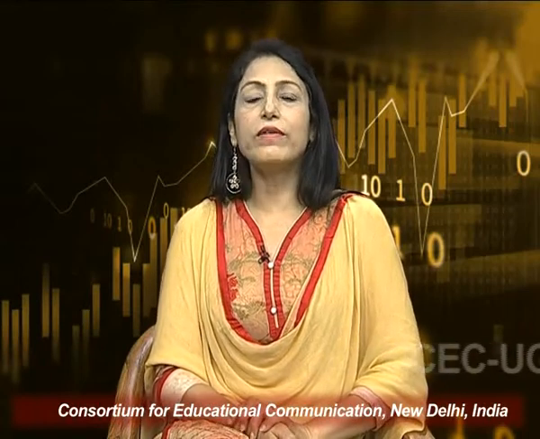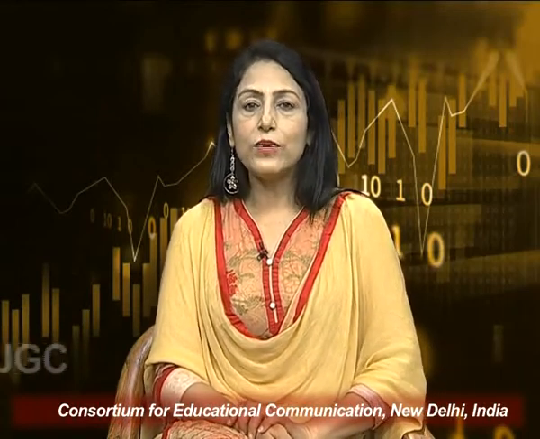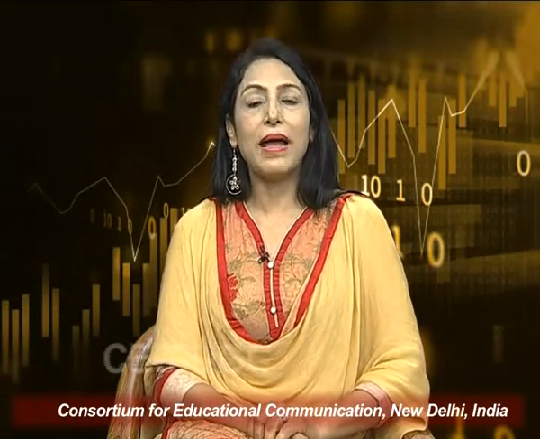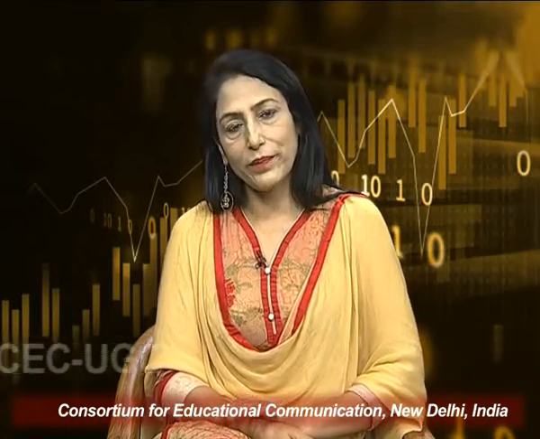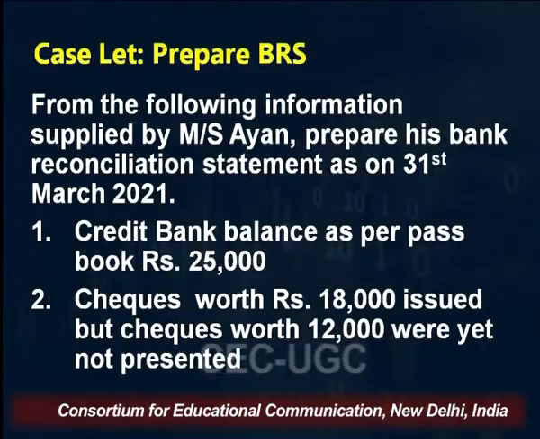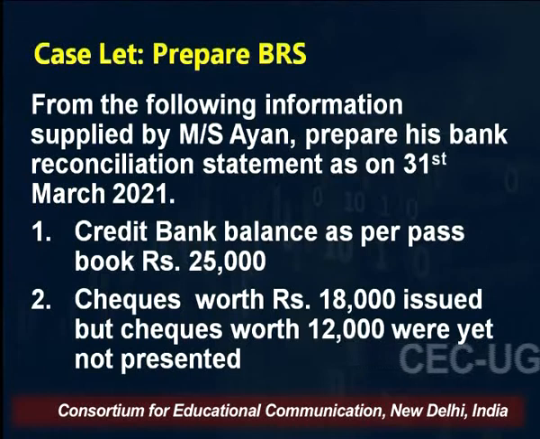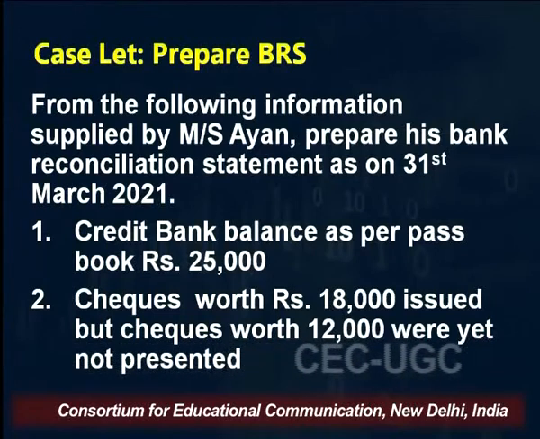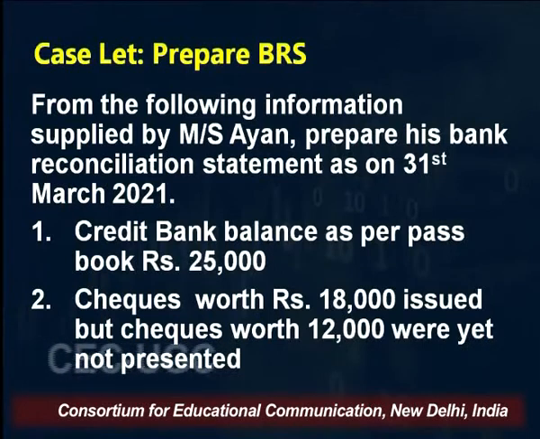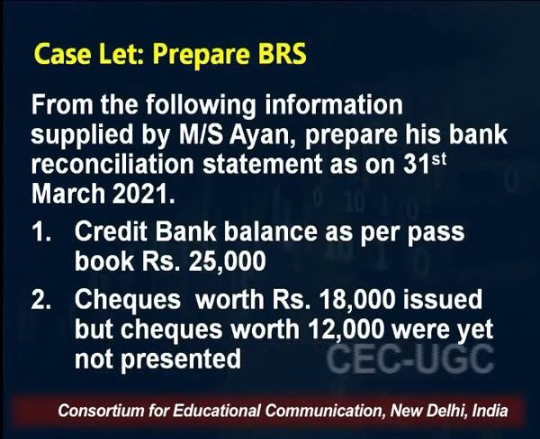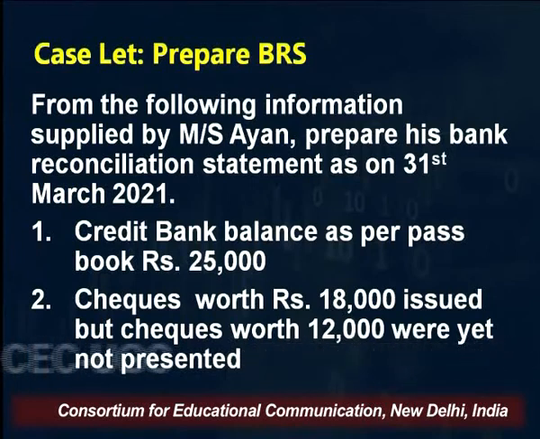Now we will take up a small caselet to understand how to prepare a bank reconciliation statement when the credit balance, meaning the positive balance as per passbook, is given. The question says, from the following information supplied by Messrs. Ayan, prepare his bank reconciliation statement as on 31st March 2021. The first transaction says credit bank balance as per passbook is 25,000. So, credit balance, meaning the positive balance, is given as 25,000.